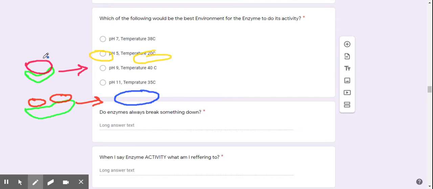So if the reaction's job is to take one thing and break it down, then yeah, they'll be breaking something down. But if the reaction's job is to take two things and combine them into one, then no, it's not going to break something down because enzymes only assist with what's going on in the reaction.